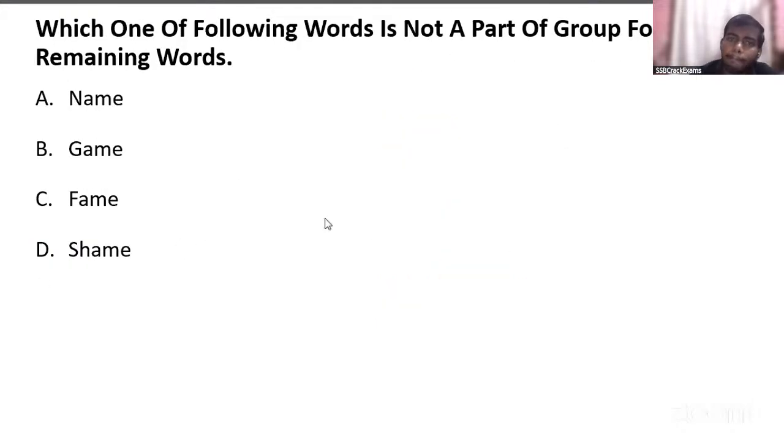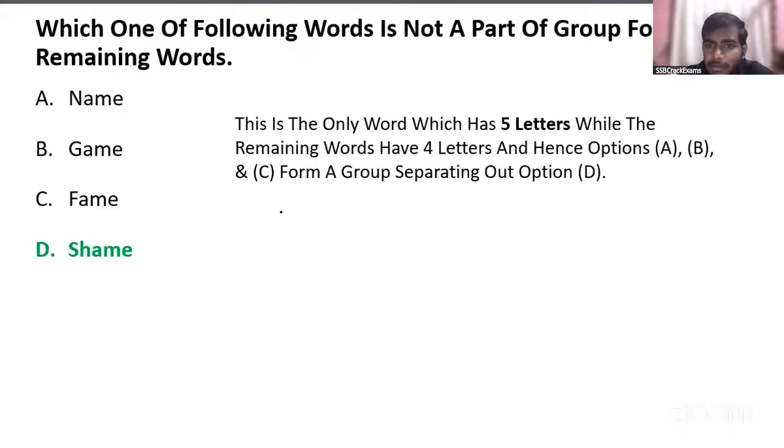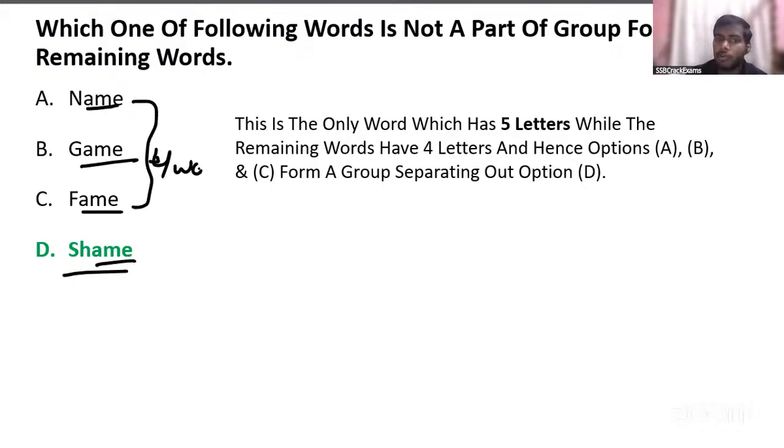See, we can see name is there, game is there, fame is there, same is there. What is the odd one? You have to be very logical. See, the answer will be D. How? You can see AME, AME, AME, and AME in all four. But in three of them it was four letters, whereas in the last one we can see it is five letters.